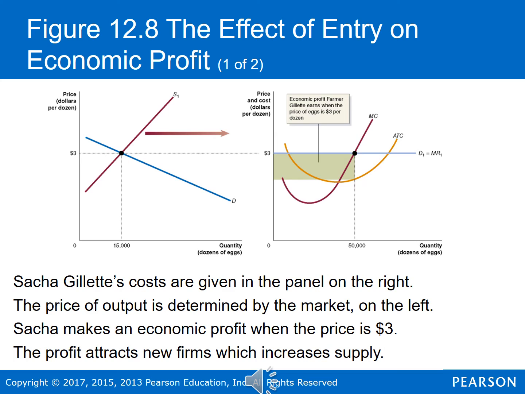The profit is going to be determined by the difference between the price and the average total cost, where marginal cost and marginal revenue intersect. At that equilibrium quantity, the difference between the price and the average total cost is the per unit profit, and then you multiply that by the quantity to get the overall profit. So you can see that the economic profit for Sasha Gillette is going to be the green area of that rectangle in the picture on the right. Now, seeing that profit, other firms recognize that, and it's going to attract new firms into the market, and it's going to increase the supply.